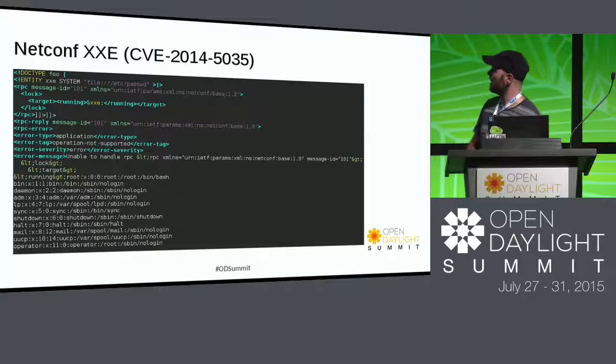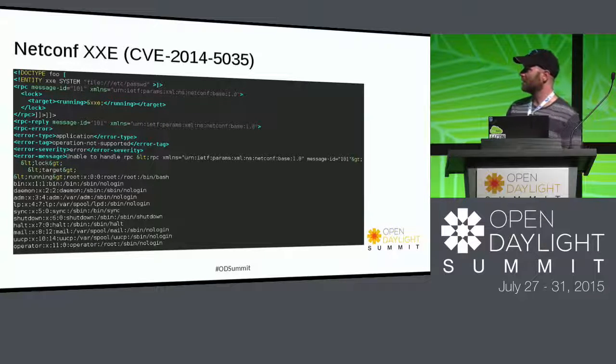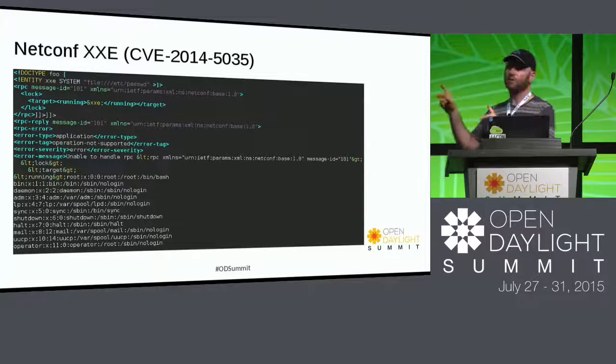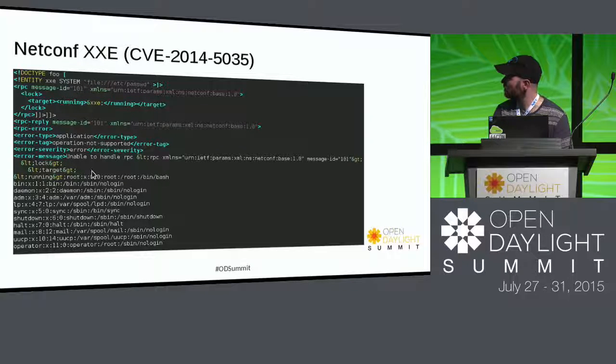But this is what an exploit looks like. That's probably very difficult to see at the back. This is a netconf session over SSH, and all I'm doing is sending it a... where's my mouse? Oh, I can't see it. Over here.